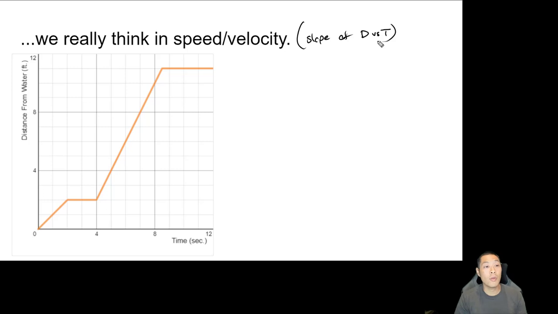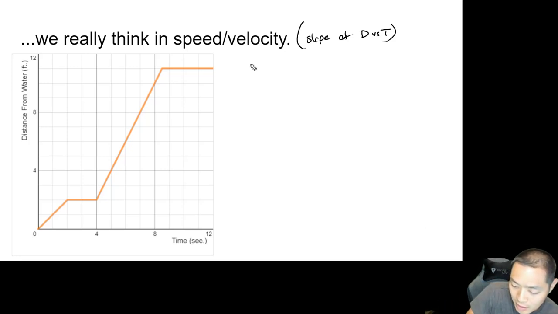It's easier to follow than the exact opposite, which is at time 0, you're at position 0. At time 5, you're at position 5. At time 6, you're still at position 5. And at time 10, you're at position 20. Like in our heads, we know where we're supposed to be, but we don't know how to move in between those places. So we really think in terms of slope, or in speed and velocity.